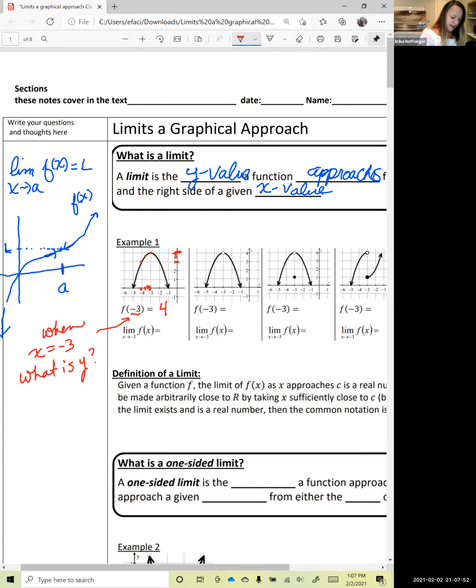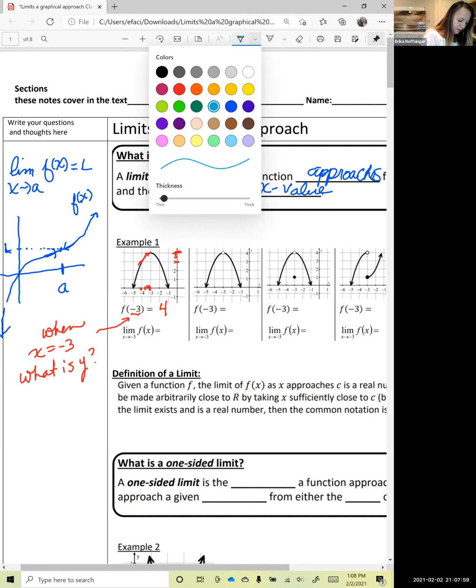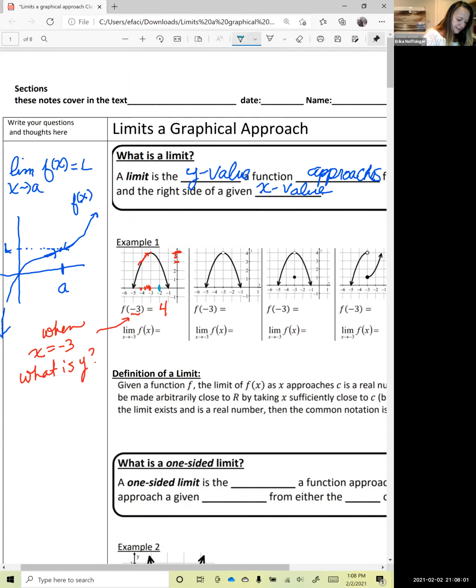And so it's the same case on the right-hand side. If I'm coming in on the right-hand side, so x is -2, a bigger number than -3, I hit 3. If I hit -2.5, I'm hitting a y value of 3.5, getting closer on the right-hand side to -3. I'm getting closer and closer to that y value of 4. And so I would say that the limit as x approaches -3 of our function f of x is 4.